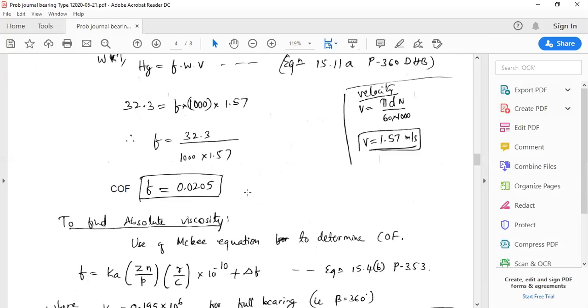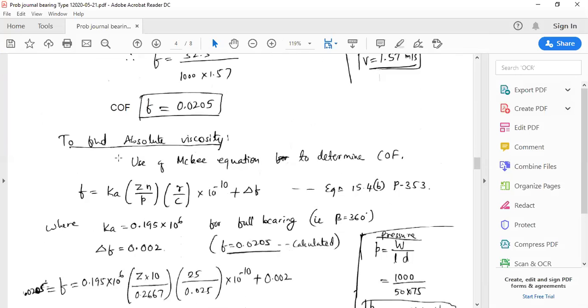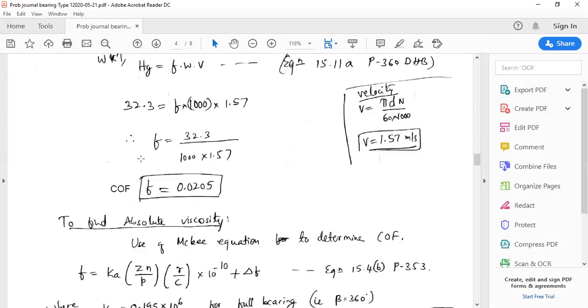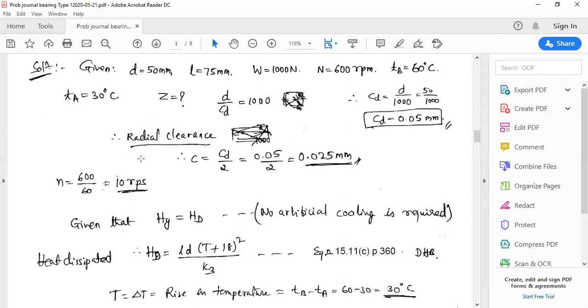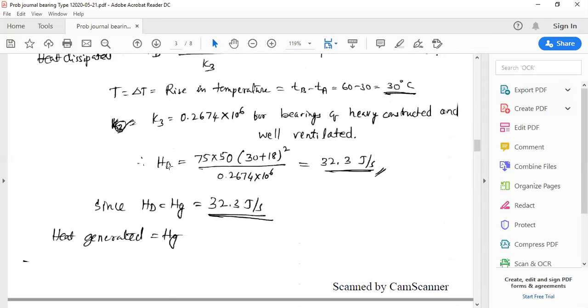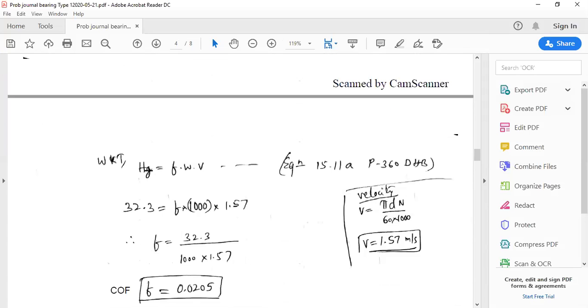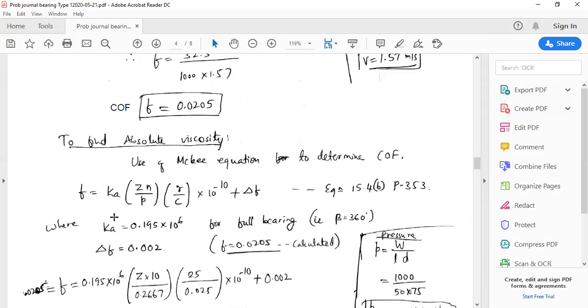Once we get the value of coefficient of friction, now we can use the coefficient of friction equation to calculate the absolute viscosity. So here we are reversing the procedure. Actually we require the value of Z. To calculate Z, we have to use the COF equation. Coefficient of friction is unknown, so we have to get its value first by using the heat generated equation, which is equated to heat dissipated.